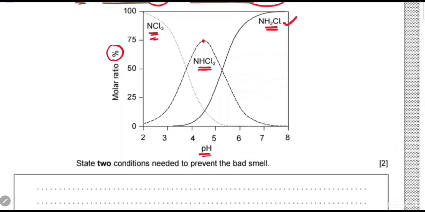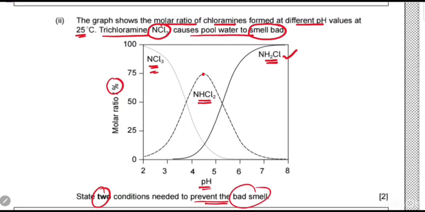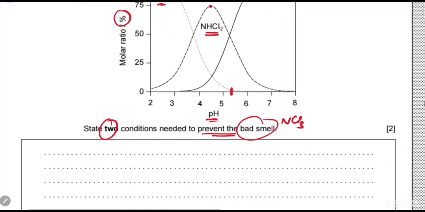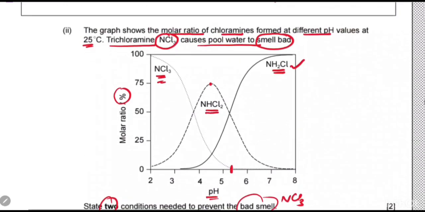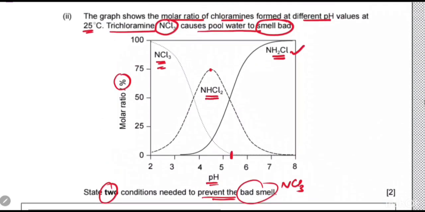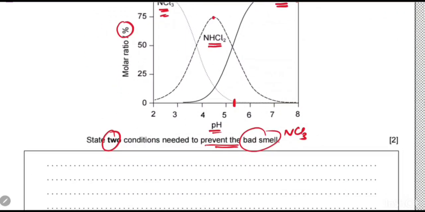Now what the question is asking: state 2 conditions needed to prevent bad smell, and bad smell is because of NCl3. So I have to prevent the formation of NCl3. So by this graph I can see NCl3 is formed at lower pH, and the formation of NCl3 starts around pH 5.5. So if we keep the pH of the solution of the reaction above 5.5, then formation of trichloramine will not take place as per this graph.